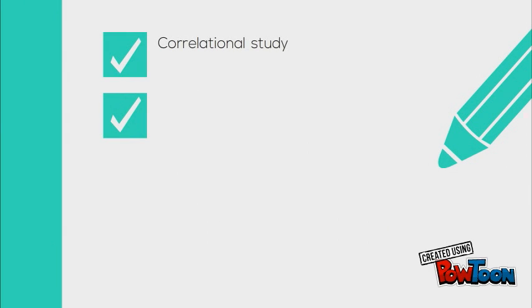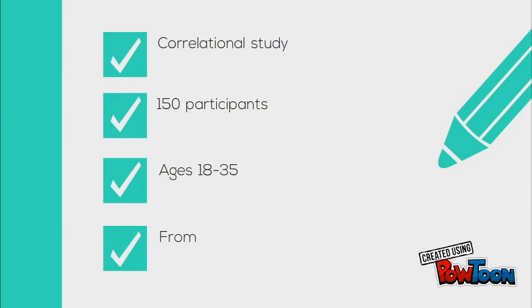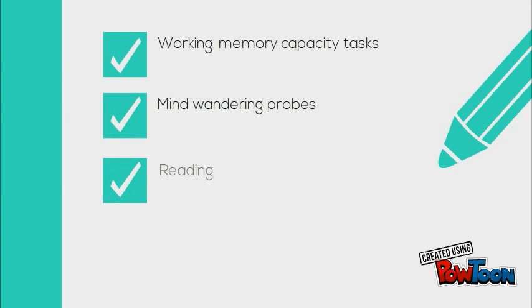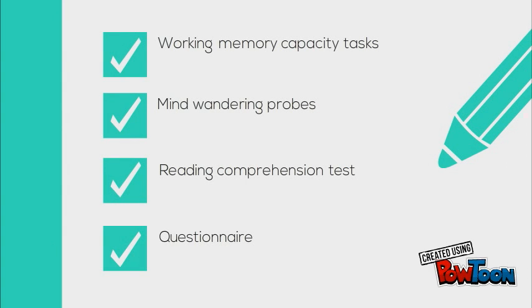This was a correlational study that used 150 participants between the ages of 18 and 35 years old from the subject pool at the University of Oregon. These participants performed working memory capacity tasks, mind-wandering probes, reading comprehension tests, and questionnaires.